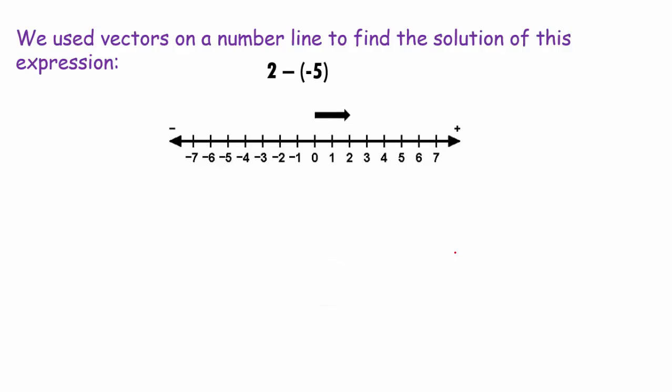So we did 2, and then subtracting a negative. We know when we subtract a negative on the number line, we have to move right, because to subtract a positive, we moved left. Therefore, to subtract a negative, we need to go opposite of that. So we're going to have to move to the right. So that's the example we've been working on all night.